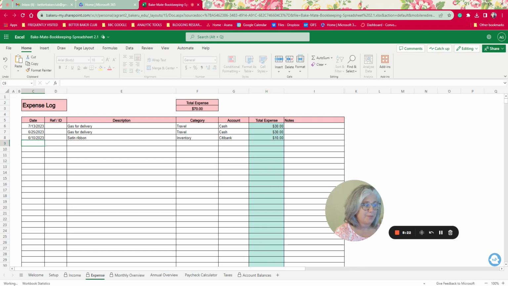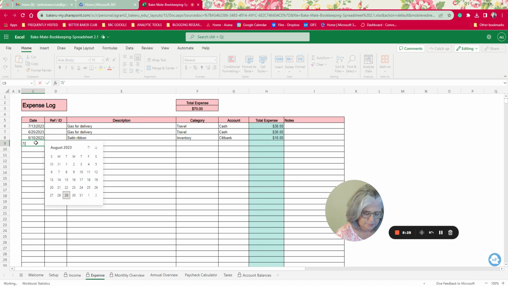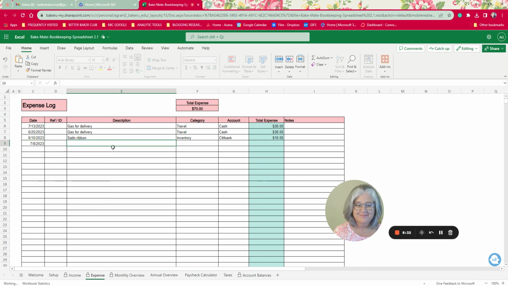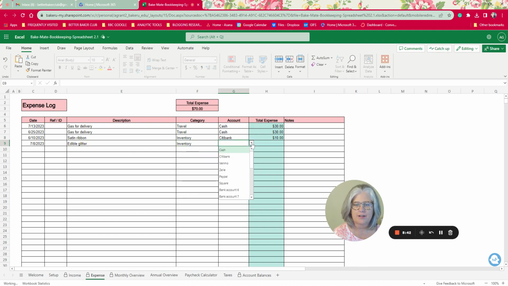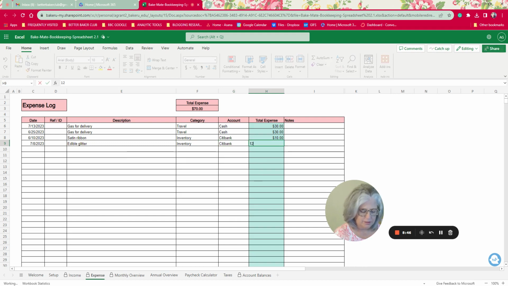Next up, I have some edible glitter that I bought on July 8th. And edible glitter, if you're guessing inventory, you're right, because it's a cost of making my cakes. So I'm going to put that in inventory. I also bought that online with my Citibank card, and my edible glitter was $12.